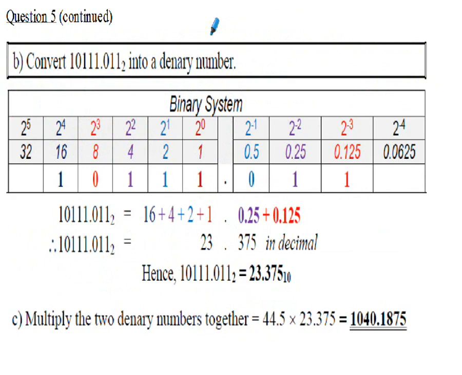Question 5 continued, and then convert the second binary number given in the question into the denary number. You should find that the binary number 10111.011 is 23.375 in the denary system. And then we simply multiply the two numbers together to get the final answer.